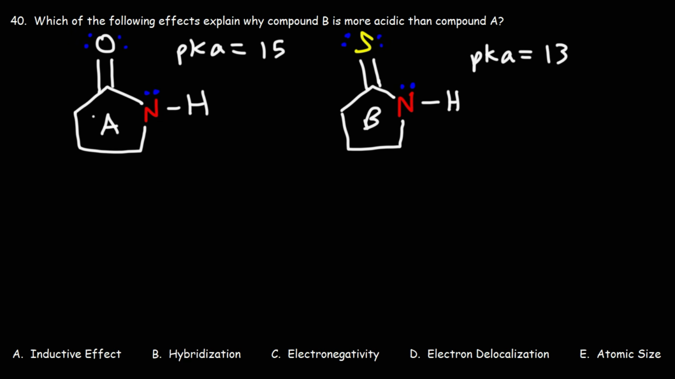So the only thing that's different is the oxygen and the sulfur atom. We could eliminate hybridization because the hybridization of everything is the same. In both cases, we have an sp2 hybridized carbon. The oxygen and the sulfur, they're both sp2 hybridized. They both have one pi bond. So there's no difference in hybridization. So it can't be due to that.